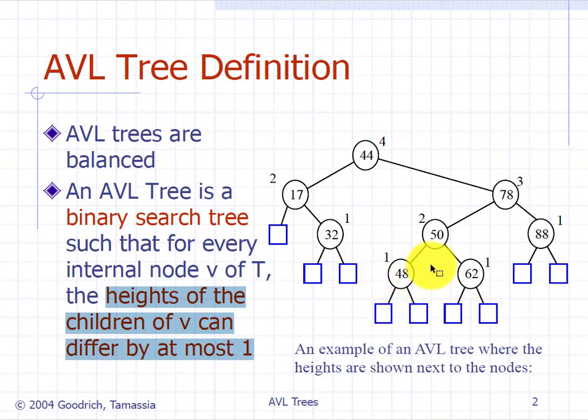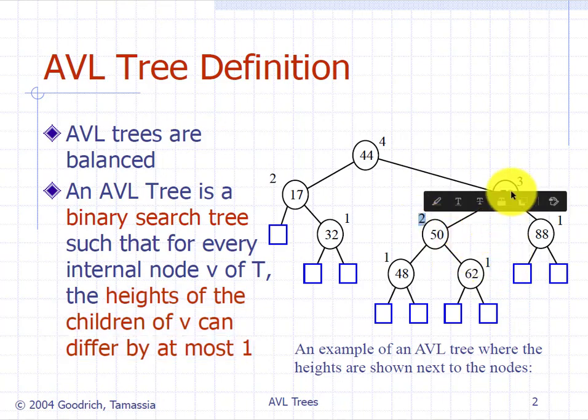Another way of thinking about this is just adding 1 to the highest height between the two children. So 78 has the children 50 and 88. We pick the highest height of those two children, which is 2 in this case, and we just add 1, which gives us the height of the node. This is another way you can compute it very quickly when you're programming solutions.